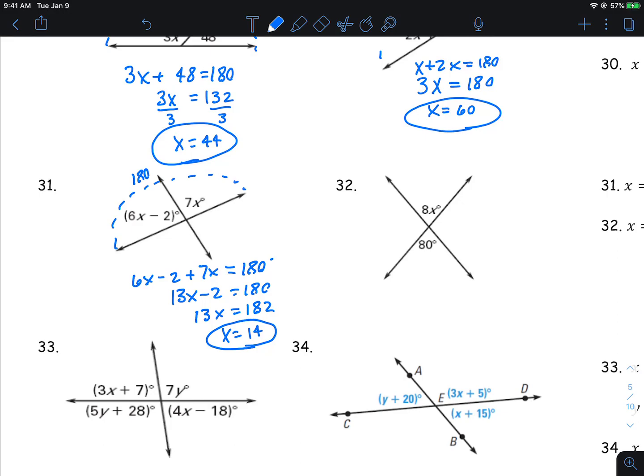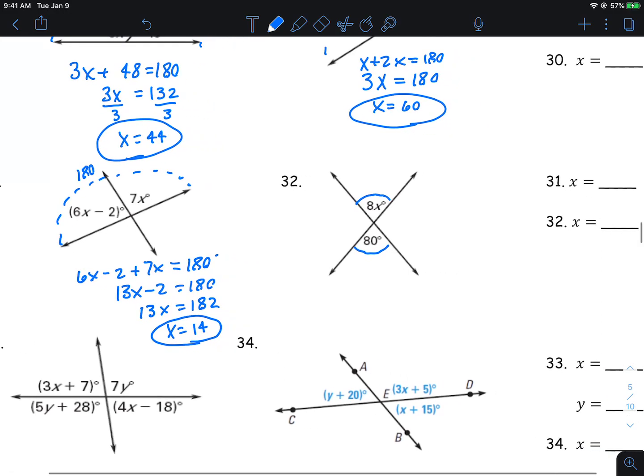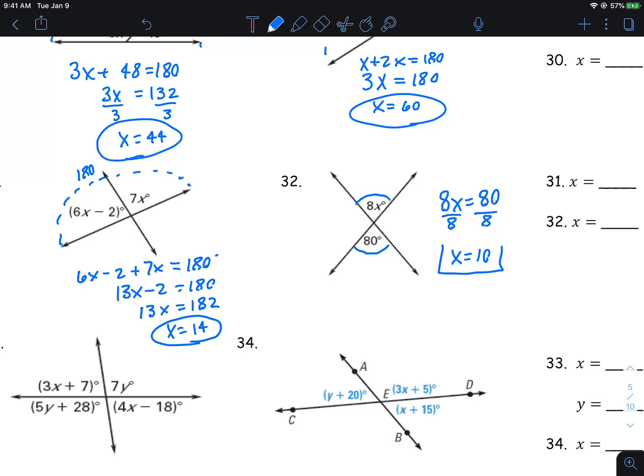Now 32 is the first example where we're not dealing with linear pairs. These are actually opposite of one another when the two lines are intersecting. These are vertical angles. And we know that vertical angles, instead of adding to 180, actually equal one another. So that's just 8x equals 80. And then of course you would divide by 8, and that would get you 10 on that one. So that'll be it on those.